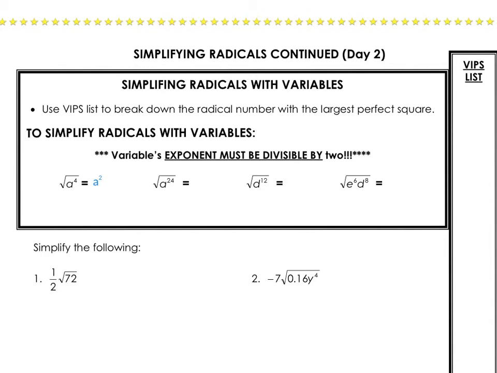And then we look here, a to the 24th. Well, half of the 24, because remember we add the exponent, so it's got to be half of it. That's going to be a to the 12th. And then d to the 12th similarly must be d to the 6th.